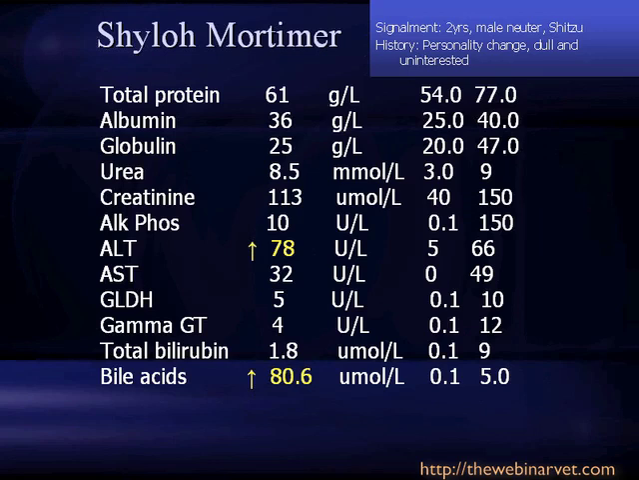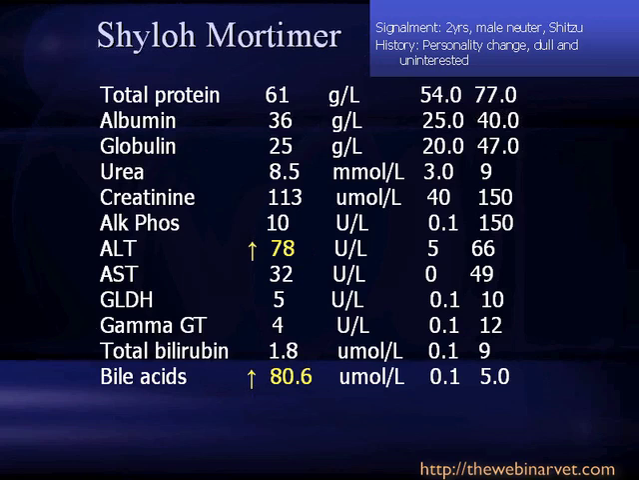So this is just an example of where a profile picked up an abnormality that you wouldn't see if you just ran a screen. If you screened this dog and you just had ALT, you'd say, we've got a very marginal increase in ALT. Could be hepatic disease, but equally could just be reactive and not of any significance. Everything else looks fine on that screen.